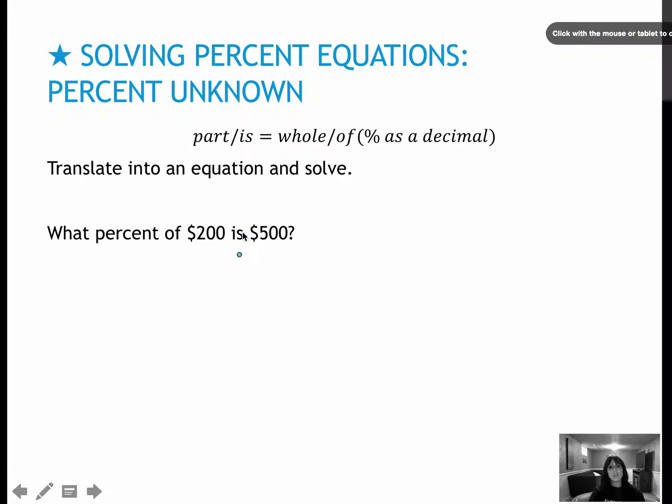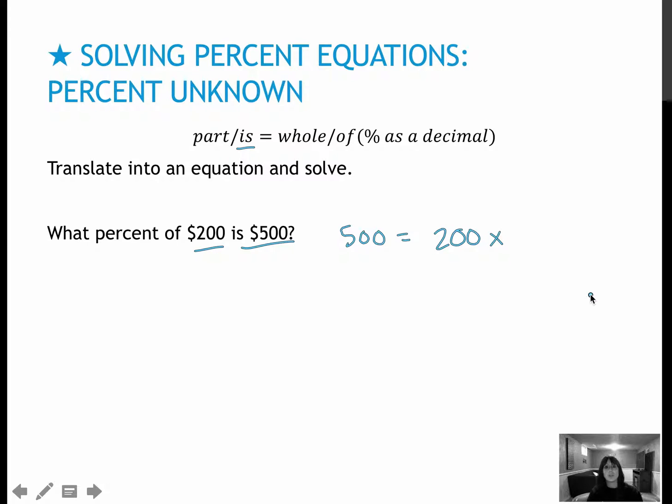For this question, the is 500. The whole is 200. The percent is what I don't know. And again, it looks like I did it backwards because typically this is the smaller number and this is the larger. But it says what percent of 200, meaning that's my whole.